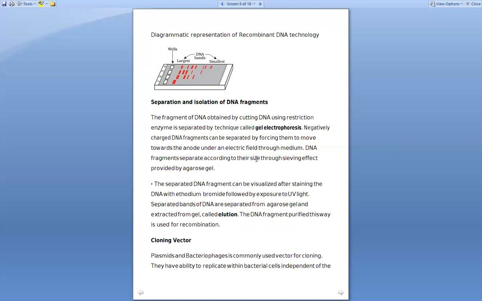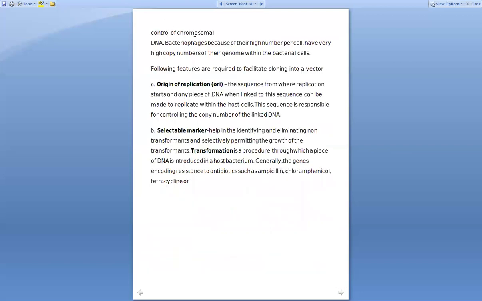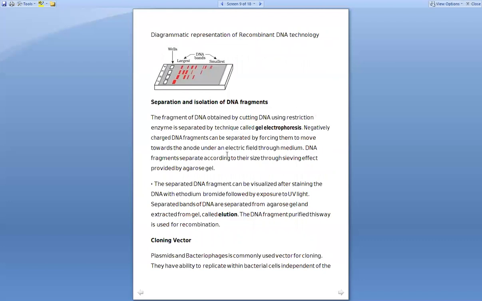So the cloning vectors can be plasmids and bacteriophages, which are commonly used as vectors for the cloning process. They have the ability to replicate within bacterial cells independent of the control of chromosomal DNA. So plasmids and bacteriophages have the ability to replicate. That means they can duplicate inside the bacterial cell, and they are not dependent on anything else for the replication process.